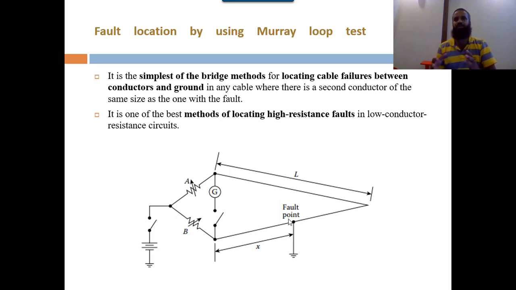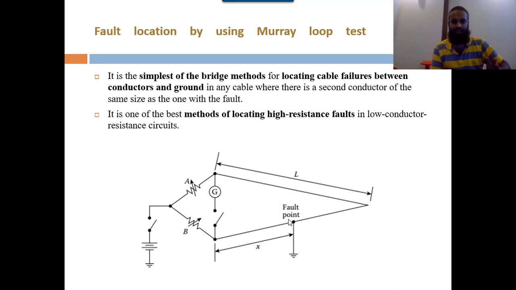In an underground cable, it is not possible to check or see the complete wire and detect the fault occurrence position. So we need some methodologies which can be used to detect where the fault is occurring. A simple and easy way to detect the location of the fault is known as the Murray loop test.